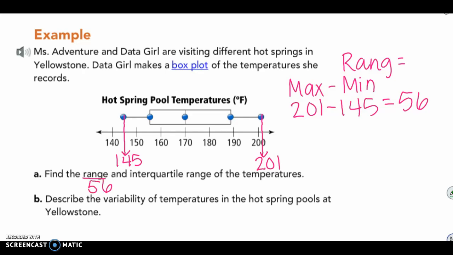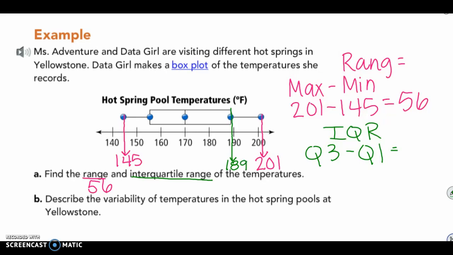Now let's look at our interquartile range. Interquartile range is the difference between Q3 and Q1. Q3 is here, which is about 189.